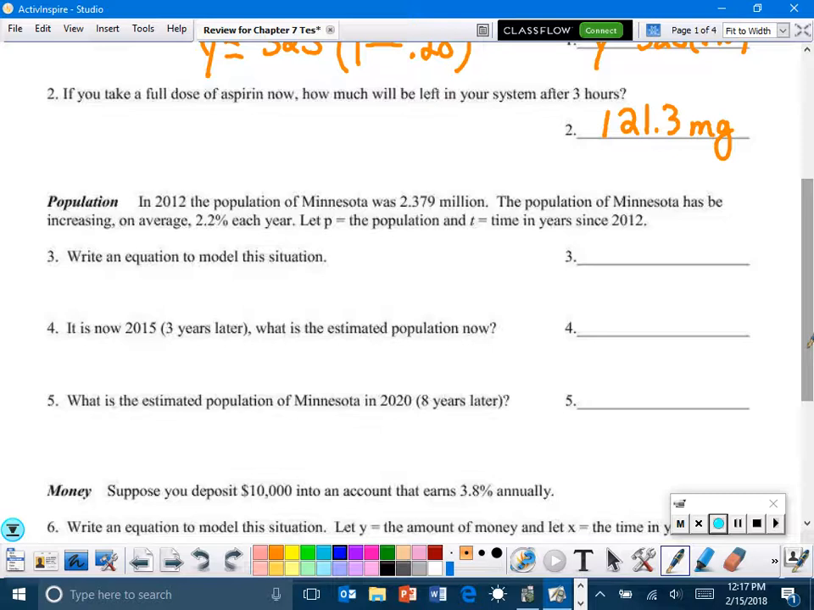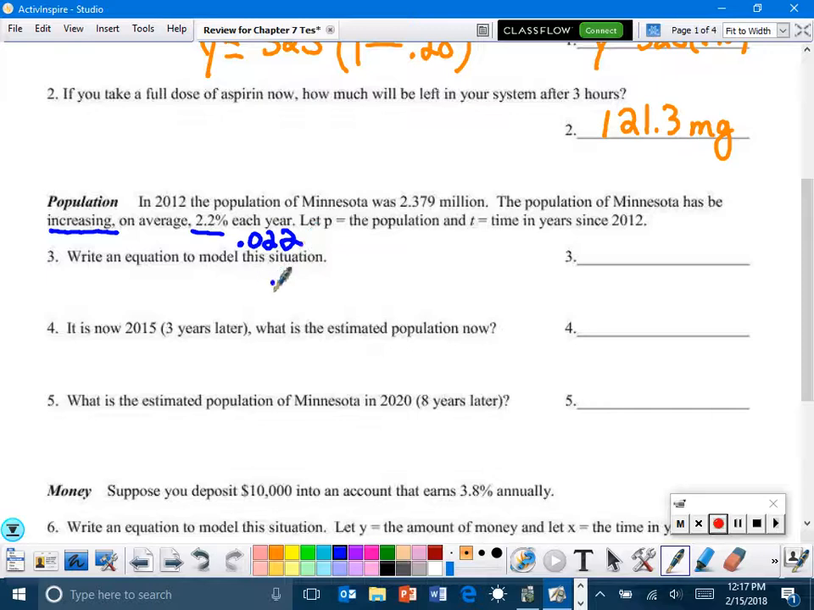The next problem, population. In 2012, the population of Minnesota was 2.379 million. The population of Minnesota has been increasing on average 2.2% each year. Let P be the population and T the time. All right, so it is increasing, and we're changing the percent to a decimal, 0.022. Remember, divide by 100 to change your percent to a decimal.